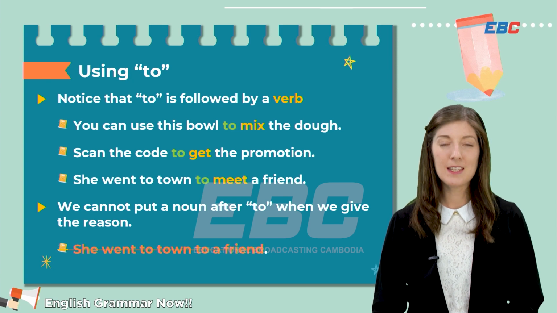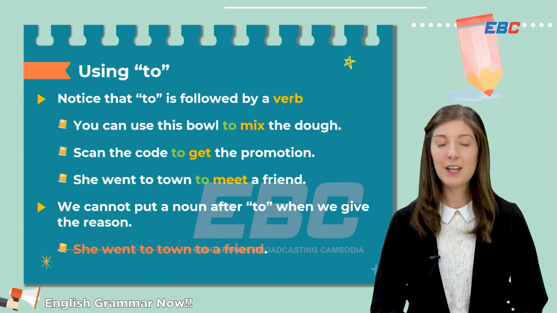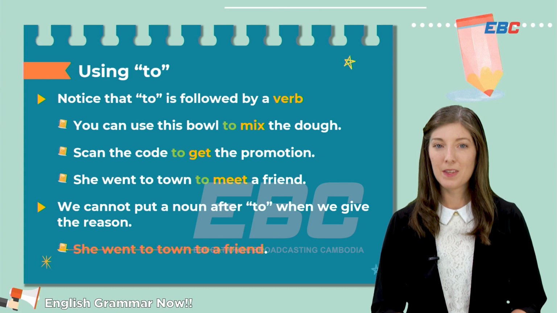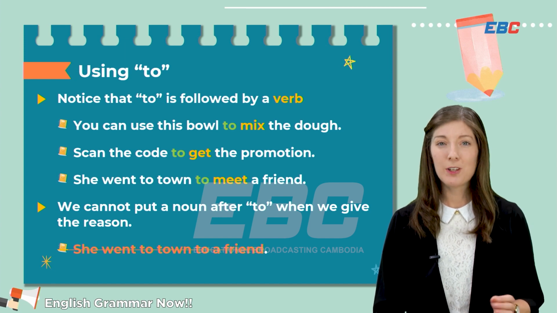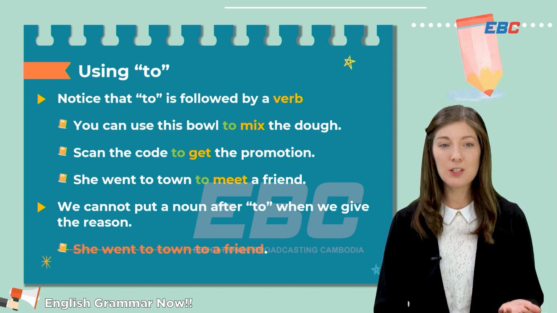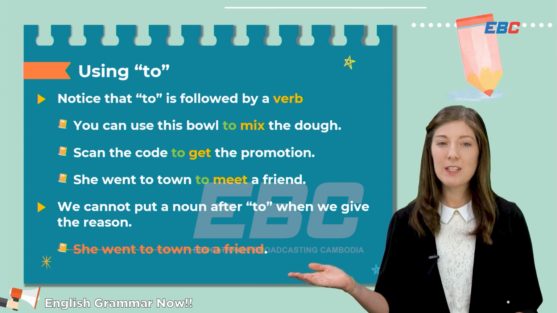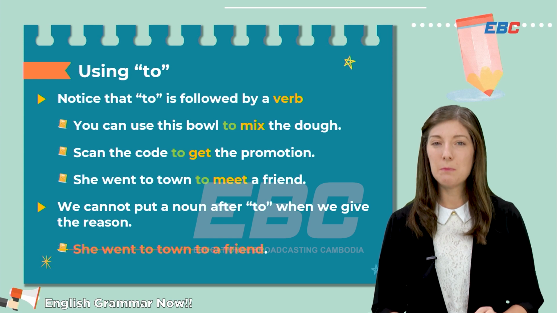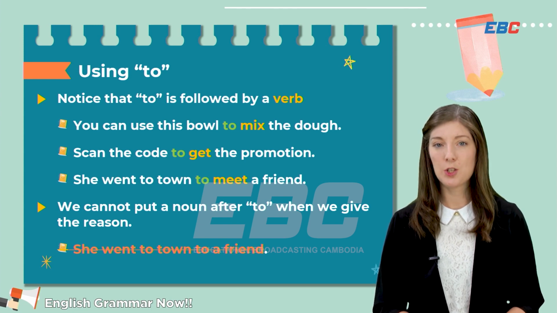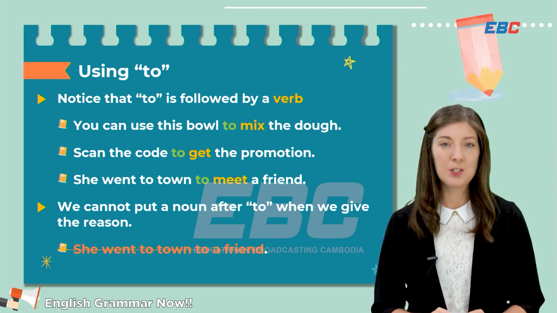Did you notice that each time we use to, it is followed by a verb? To mix, to get, and to meet. We cannot put a noun after to used in this way. For example, it would be incorrect to use this sentence. She went to town to a friend. We couldn't put a noun immediately after our preposition to. For this preposition, we always need to put a verb after it.